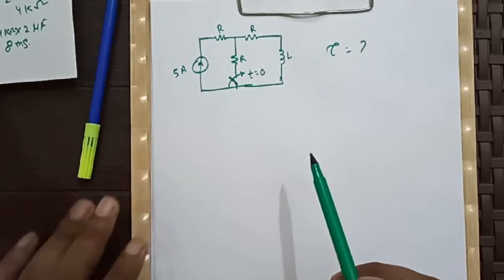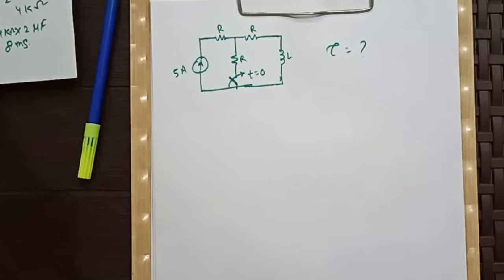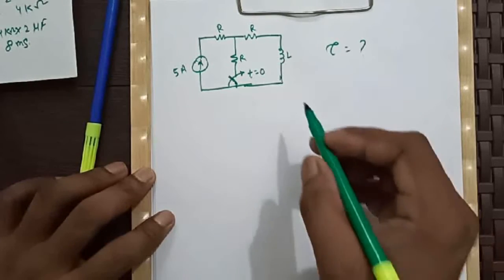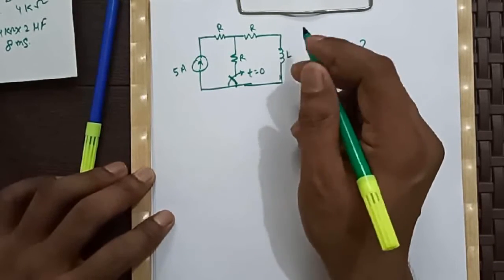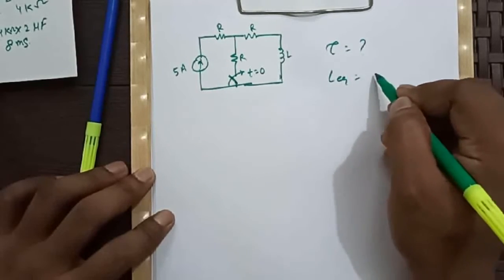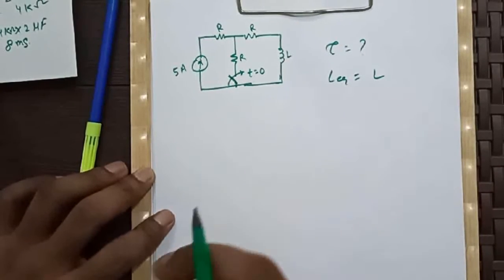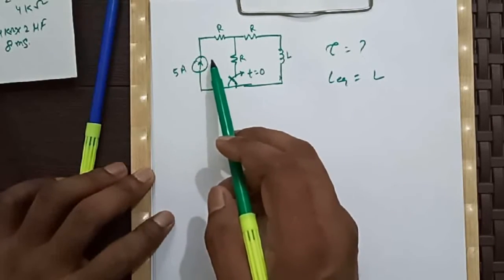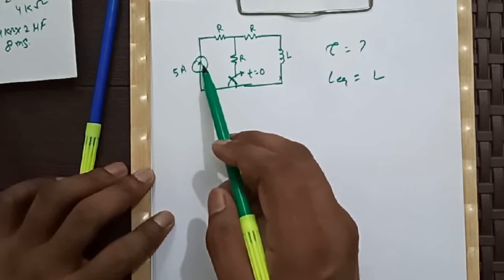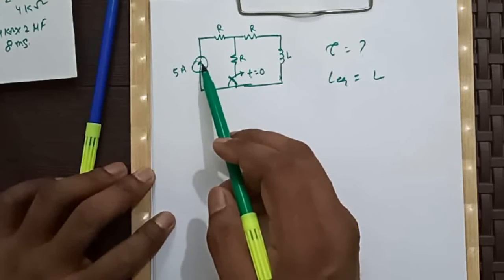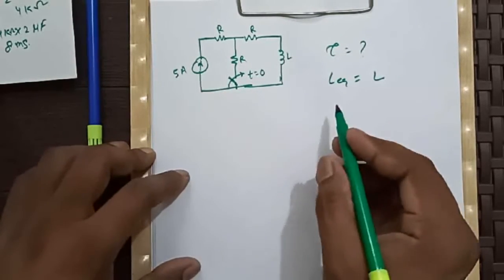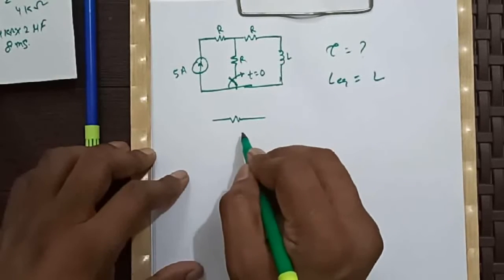Now see, this is an RL circuit. For RL circuit we have to find L equivalent and then R equivalent. So then after that the time constant will be L equivalent by R equivalent. Here only one inductor is present, so L equivalent will be simply L. Now see R equivalent. To find R equivalent, first of all we will remove this source, replace this source by its internal resistance. Since an ideal current source has internal resistance of infinite ohm, so this will get replaced by open circuit.